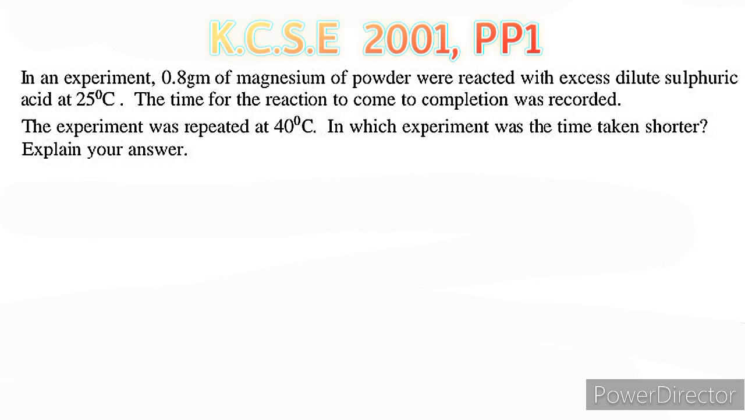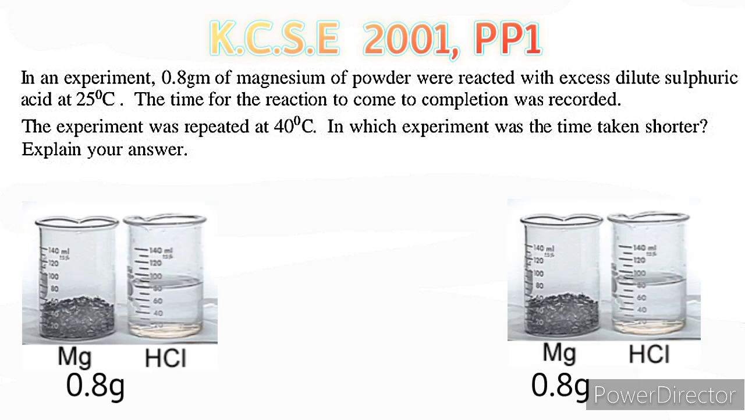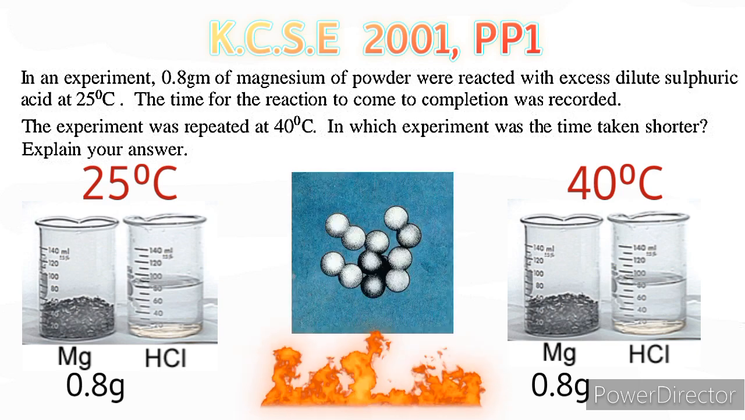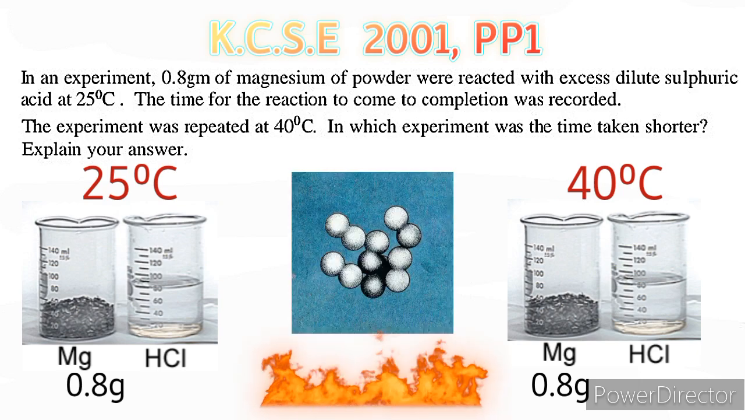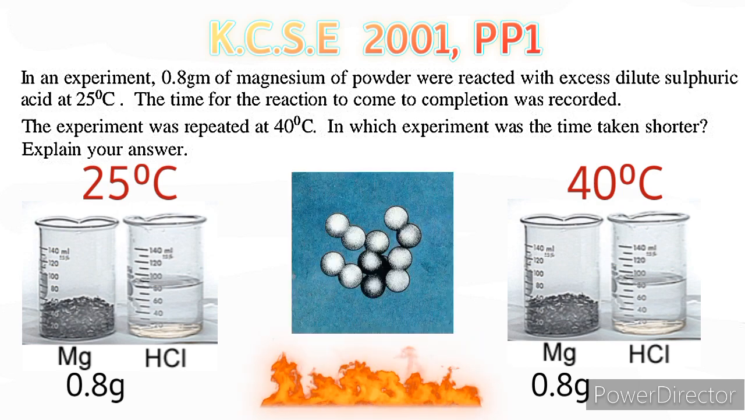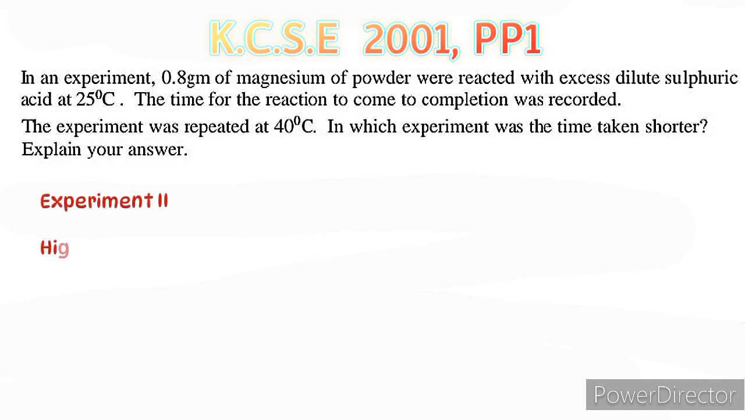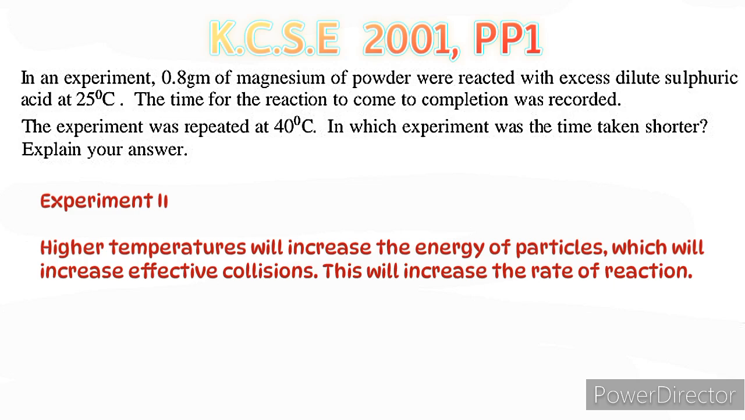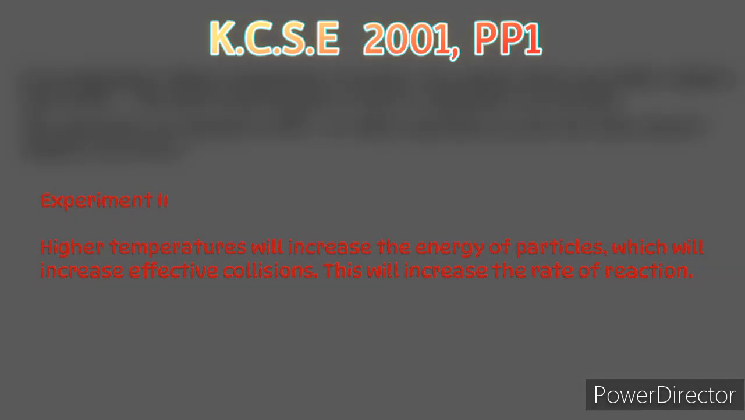Now, in these experiments, we are using the same mass of magnesium powder, which is 0.8 grams. The only difference between these two is that one occurs at 25 degrees Celsius and the other at 40 degrees Celsius. We know that if you increase the temperature, you're increasing the kinetic energy of the molecules, therefore increasing the chances of effective collisions, which also increases the rate of the reaction. So that means that experiment 2 will have a faster rate compared to experiment 1. Therefore, it will take the shorter time.